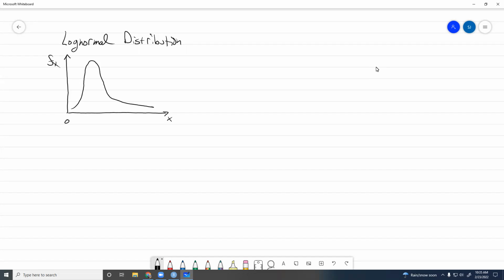And we'll note that the log normal distribution starts at 0. So our x's are all positive. They don't take on negative values. And our x's are positively skewed. So asymmetrical.